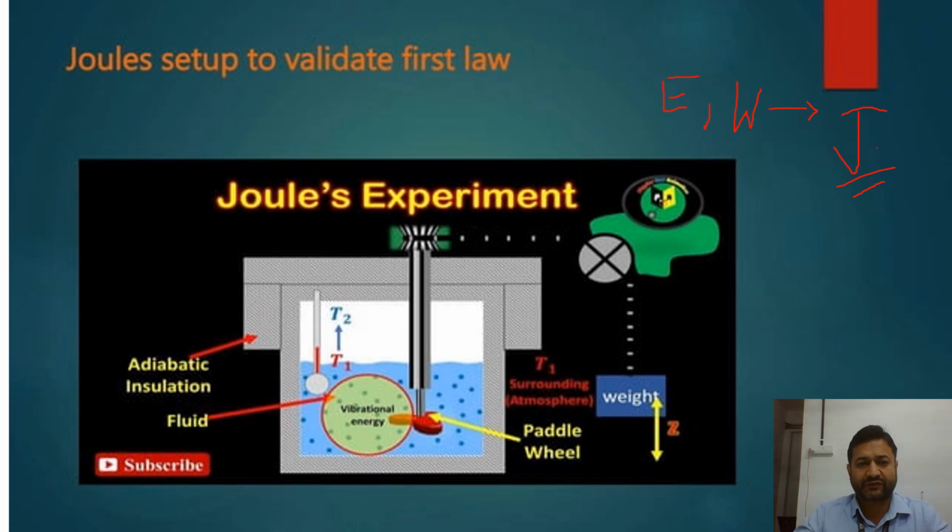Now coming to the experimental setup, firstly I will tell you the apparatus he installed in the system. He took a beaker or a container. Inside that container he put some amount of fluid or water, let it be any fluid. Then he connected that fluid system with a paddle wheel system. This is the paddle wheel system that I am highlighting, and it is connected with a pulley system, which is connected with some amount of weight.